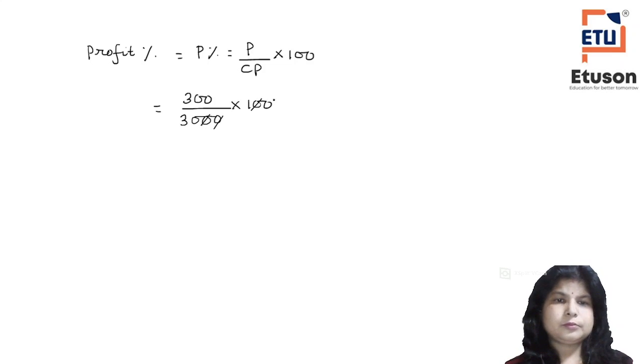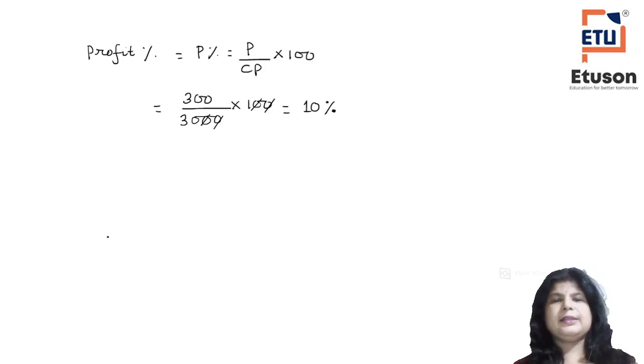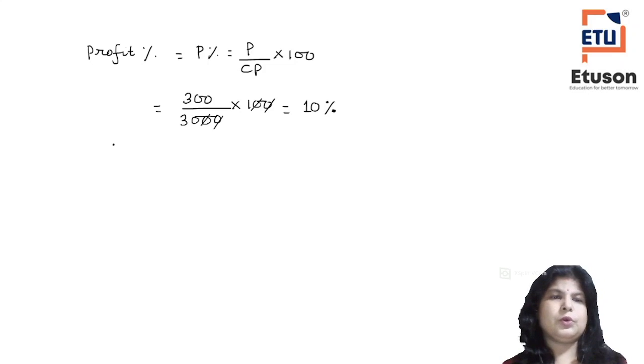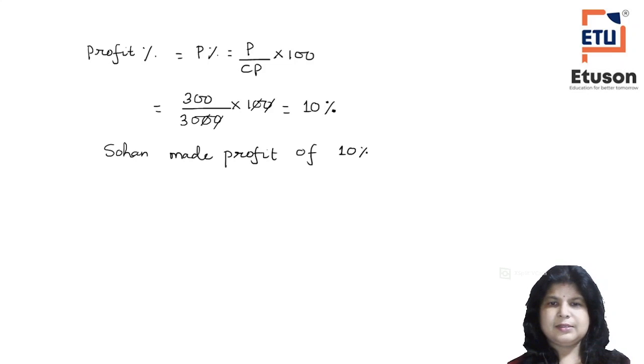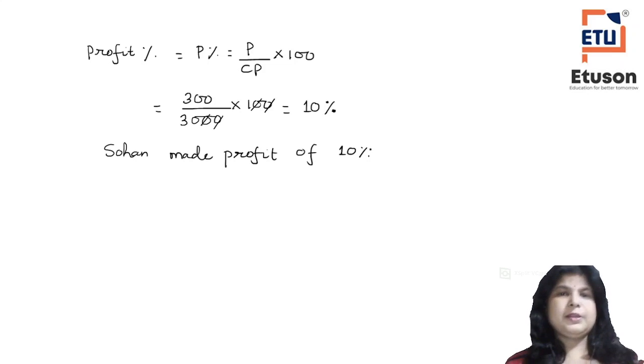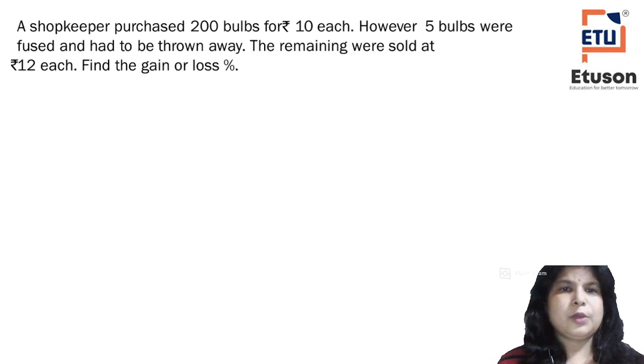So your profit percentage in this case is 10%. So Sohan made a profit of 10%. Correct, children? Hope you have understood this problem. Okay. So now let us take one more problem.